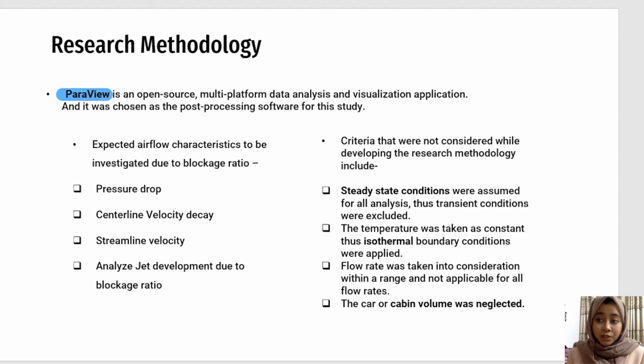Now, what are the investigations that we're trying to do? We are trying to find the pressure drop, the centerline velocity decay, the streamwise velocity, and analyze the jet development due to blockage ratio. Here are some things that must be taken into consideration when you are judging the study. This study was taken as a steady state condition, thus all transient conditions were excluded. The temperature was taken as constant, thus the study was under isothermal boundary conditions. The flow rates are not universal and are not applicable to all flow rates. It is taken within a range. And the car cabin volume was neglected.